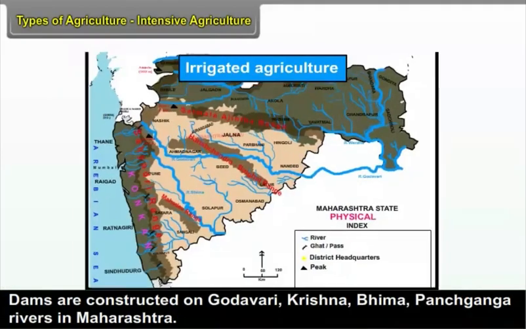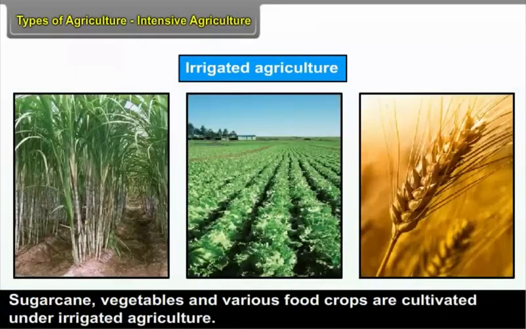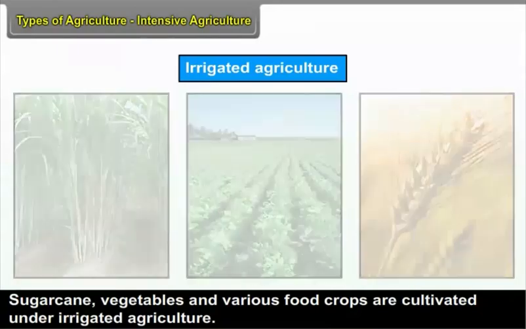Dams are constructed on the Godavari, Krishna, Bhima, and Panchaganga rivers in Maharashtra. Sugarcane, vegetables, and various food crops are cultivated under irrigated agriculture.